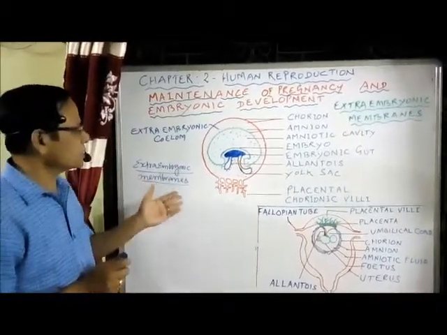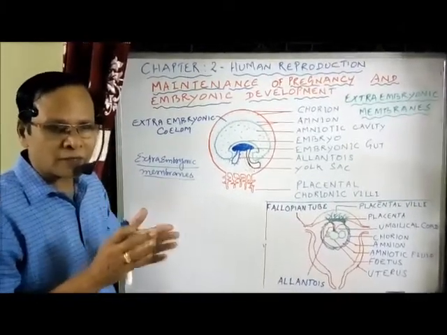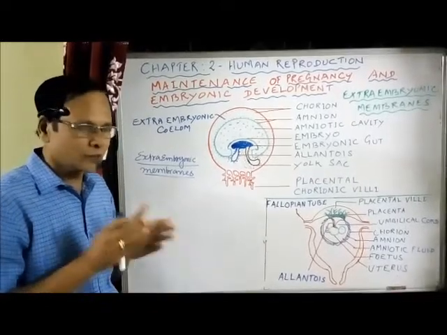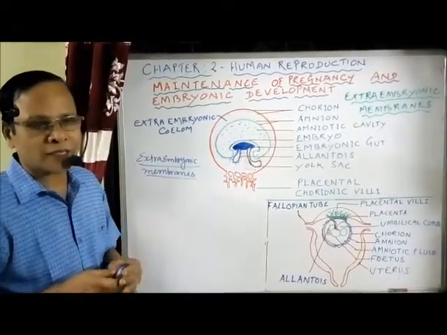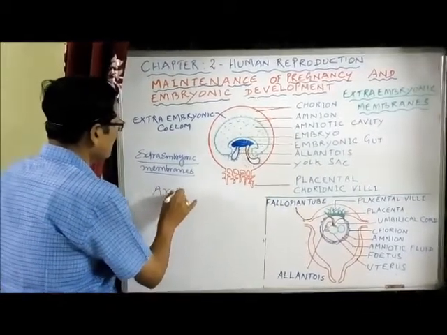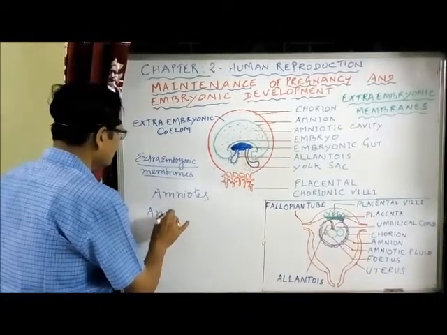Now, based on the presence or absence of extra-embryonic membranes, we can classify the animal kingdom, particularly the vertebrates, not the entire animal kingdom. Specifically, the vertebrates are classified into amniotes and anamniotes.